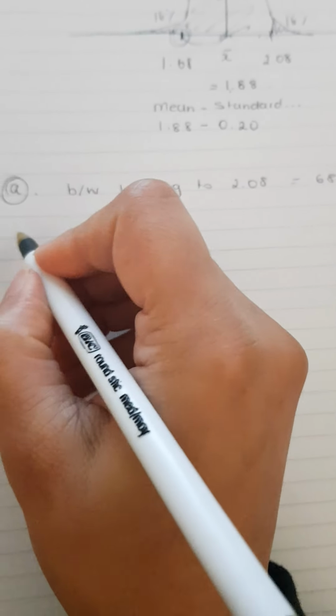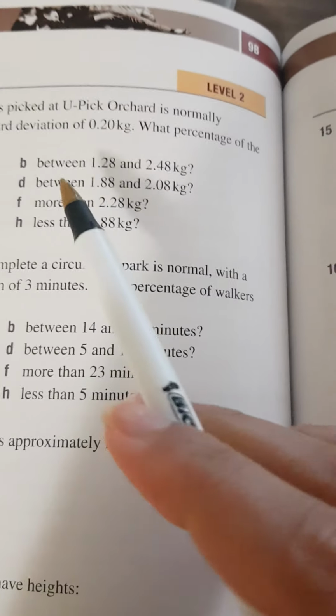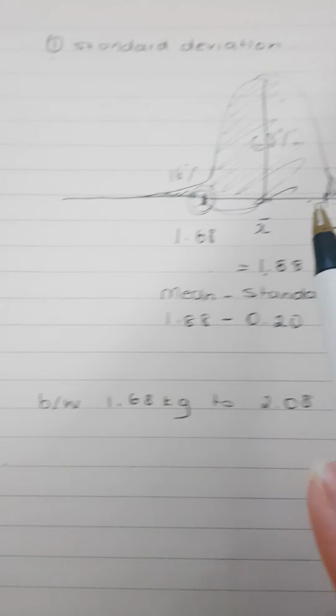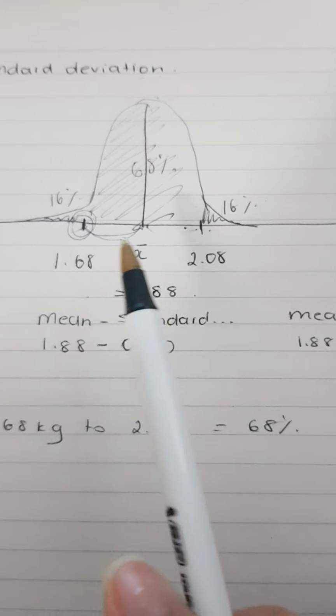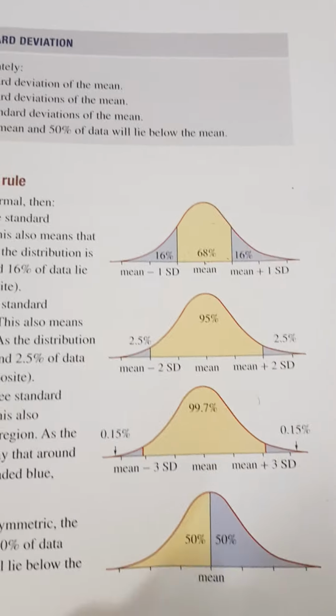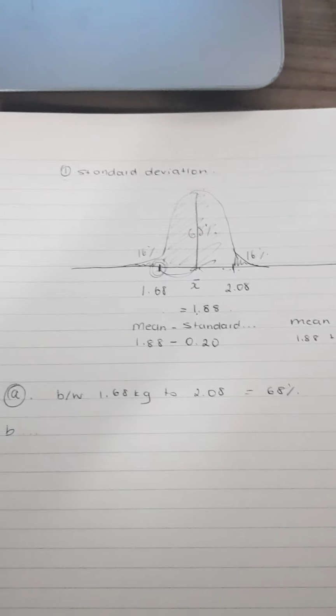Now to do the rest of the questions, you will notice that we don't have those numbers graphed. I don't have 1.28 and I don't have 2.48. So to graph those, we end up drawing this one, and that one as well, and then we start understanding how we work out the percentages of those.